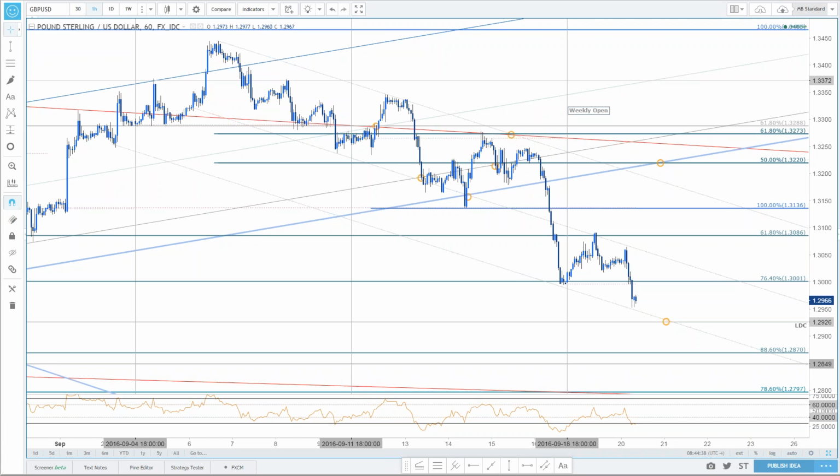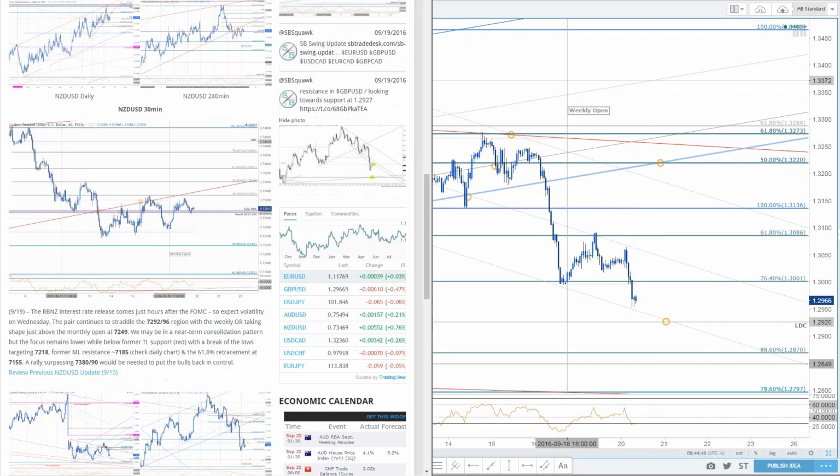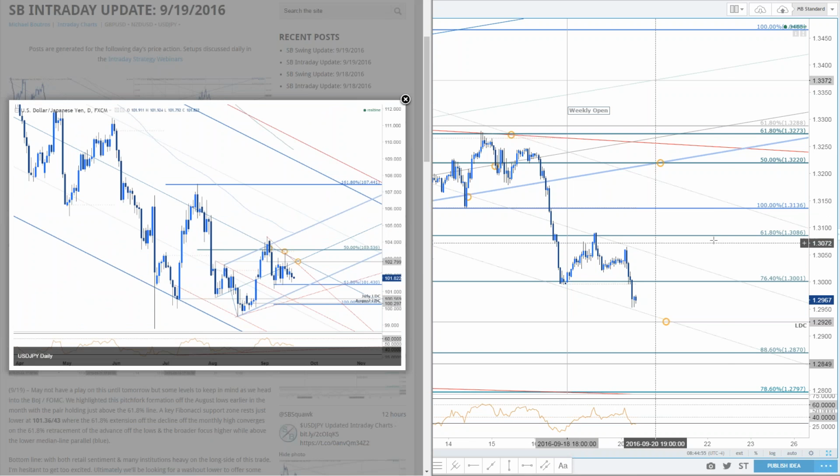Let me segue real quick into, okay, well, let me just finish these dollar crosses and then we'll jump into some of the yen stuff before today's BOJ decision. Last night we also talked about dollar yen. Here's what the dollar yen setup looks like. Y'all know my personal expectations with dollar yen.